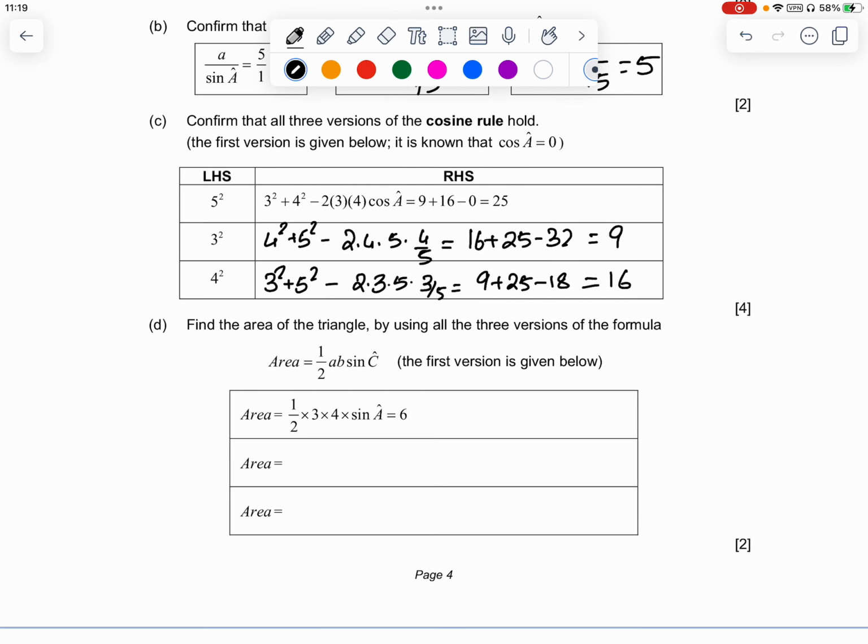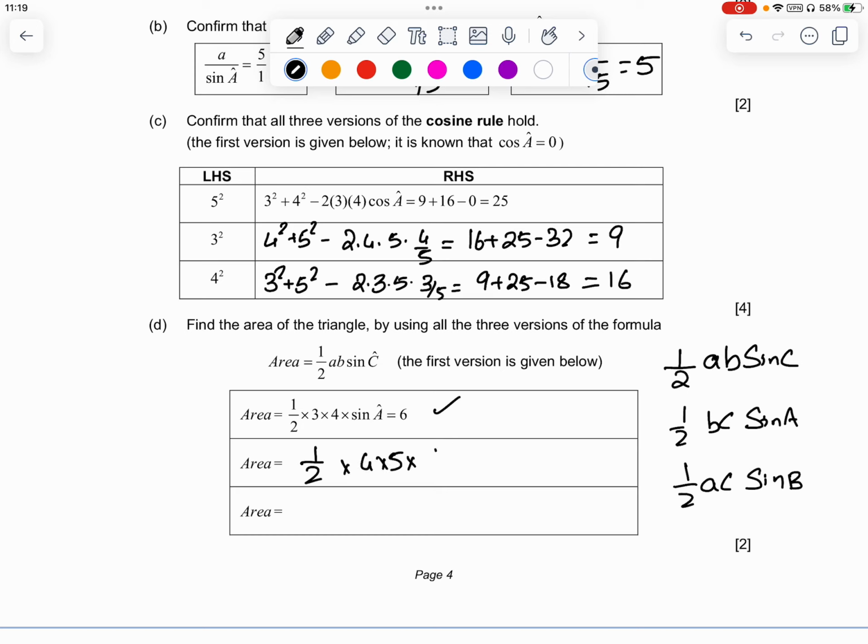Next, part D, he's asking us to find the area of a triangle. So half AB sine C, it can also be written as half AB sine C or half BC sine A or half AC sine B. So already he has used AB sine C. BC sine A has been used, so I'm going to use half AB sine C. So half times 4 times 5 times sine C. Sine C is 3 upon 5. When you simplify, this becomes 6.